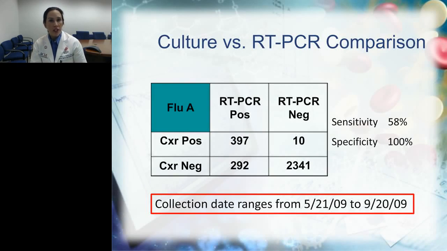When we actually compared our culture to our PCR, the results were actually quite shocking, and that's what this slide is showing here, and that is that we had 292 culture negative but PCR positive specimens. That means that the sensitivity for our culture was just below 60%. So had we decided to only use culture as an identification method, we would have missed almost 50% of our positive patients.